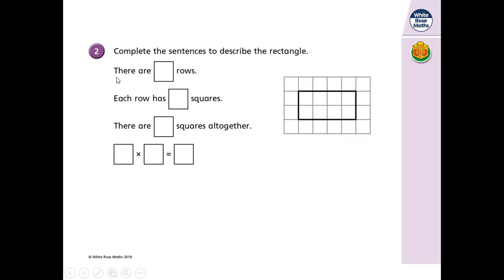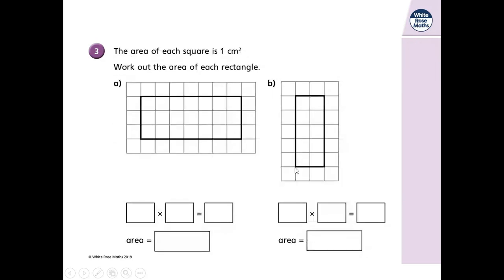In this task, they're asking you to complete the sentences to describe the rectangle. So you will have to count the number of rows you've got, 1, 2. Then you have to count each square in the row, 1, 2, 3, 4. That way you have found both of your lengths, so actually the width and the length. Now, when you multiply these two, you will have an area of 8 centimeters squared.